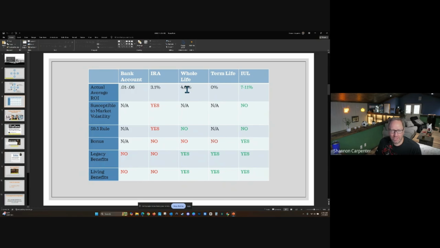Whole life, typically you get 4%. Term, nothing. IULs, I put 7 to 11. There is a website that has a little tracker, and they claim it's 8.67. Now that's a national average, right? That means some companies suck and some are awesome. We only deal with awesome.